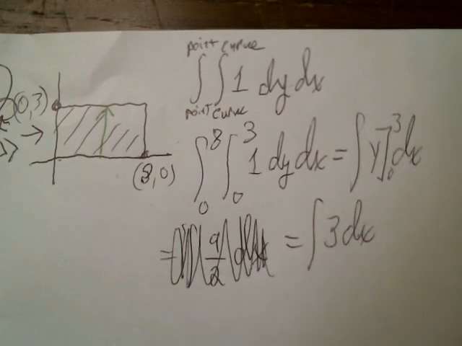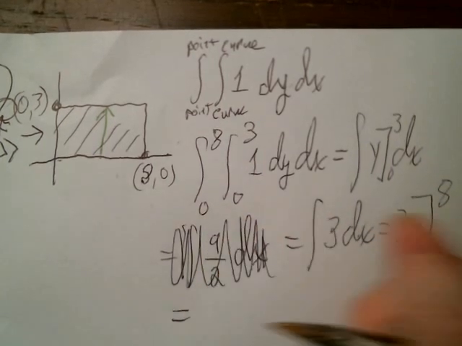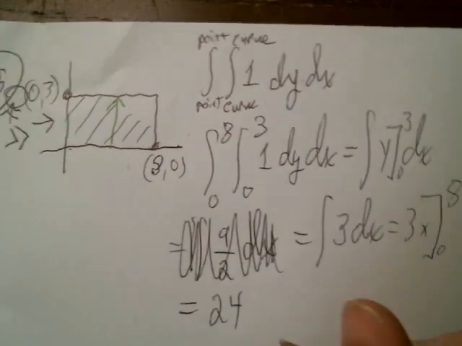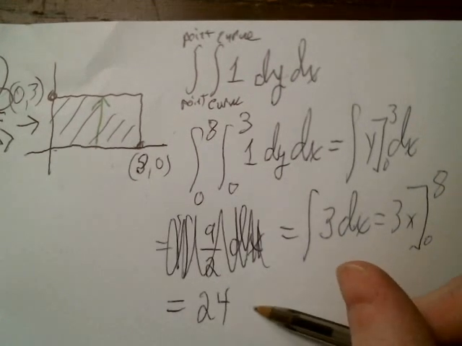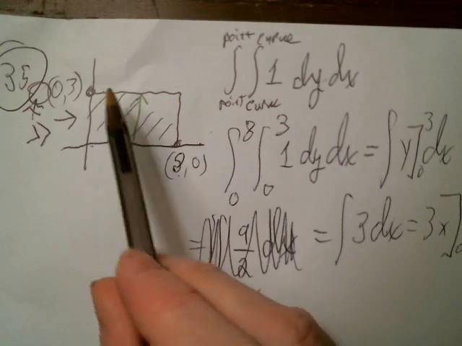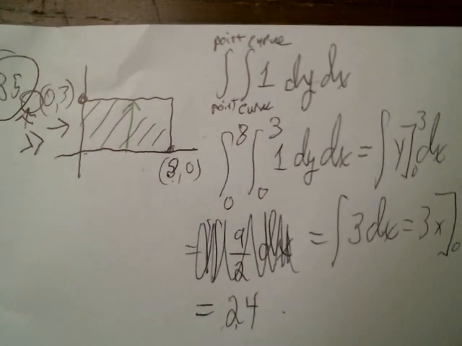Okay. And then I integrate that part, so that would be 3x evaluated from 0 to 8, and then plug in 8 for x, so I get 24 minus plugging in 0 for x, which is 0, and our answer is 24. Geometrically, you know it's base times height, right? So it's 8 times 3, which is 24, which is the answer we got. So it seems like it works.